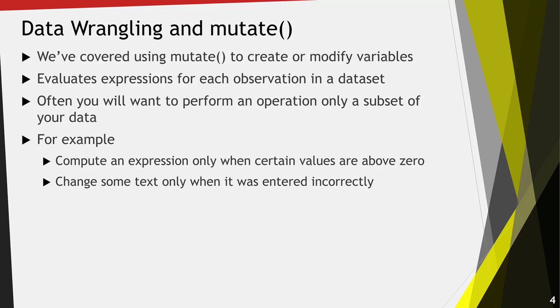In the data wrangling process, we've used mutate to create or modify variables. It evaluates expressions for each observation in the dataset and saves the resulting value to a new or existing variable. Often, you're going to want to perform these types of operations only on a subset of your data. For example, compute a certain expression when certain values in your dataset are above 0, or change some text only when it was entered incorrectly.